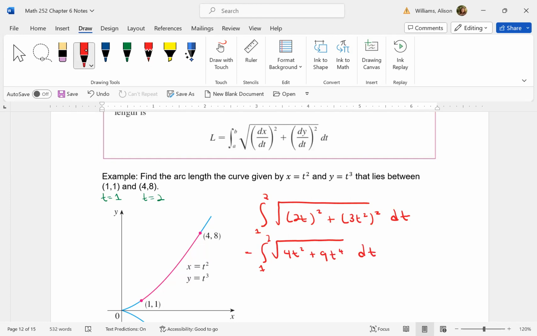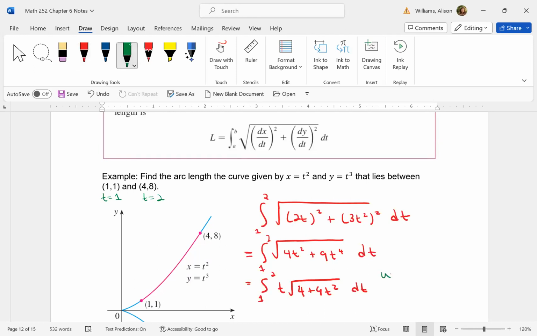All right, so I can simplify this square root by pulling out a t squared, and the t squared will actually come out of the radical as just t. And that's actually useful. Oops, that t squared is gone. So that's just 4 plus 9t squared. Okay, here's why it's useful.